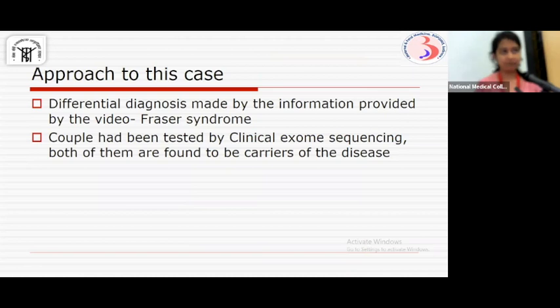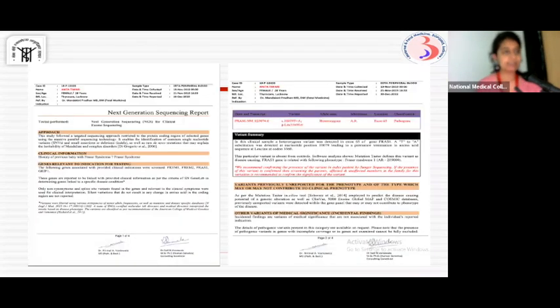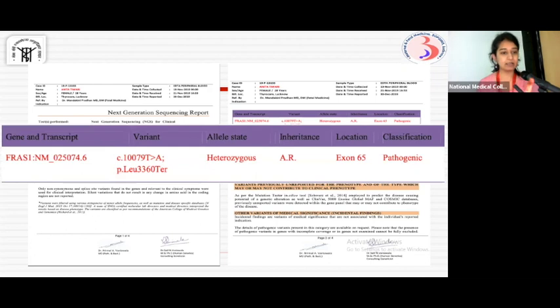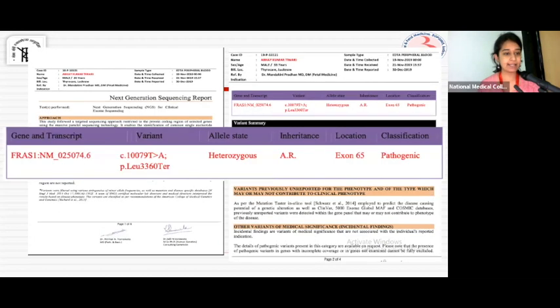So how do we approach this case? Based on the features we have observed, we came to a differential diagnosis that it could be Fraser syndrome. Because the previous baby has expired, we tested the couple with clinical exome sequencing, and as we expected, both of them turned out to be carriers of the disease. This is the clinical exome sequencing of both the couple. This is the mother's clinical exome showing she is a carrier of Fraser's, and the same mutation was found in the husband also.